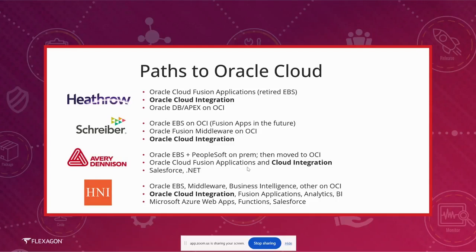I threw a couple other examples in here, but the common patterns are that you can be on either extreme, if you will, with Heathrow and Schreiber, but many like Avery Dennison, H&I, and others are phasing in their overall move to the cloud, leveraging the existing technology, adopting the Fusion applications, adopting cloud integration, and other technologies, because, of course, Oracle doesn't only stand alone, other Microsoft technologies, Salesforce, others that need to be integrated in with it. So lots of paths to the cloud.